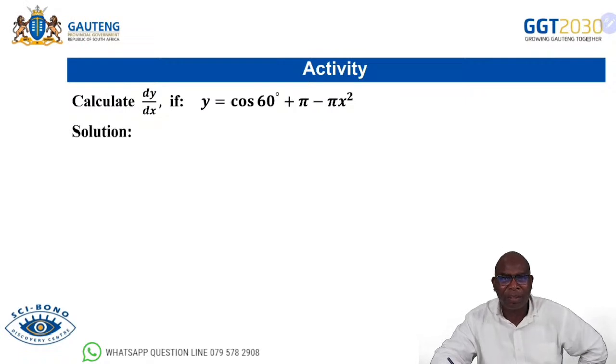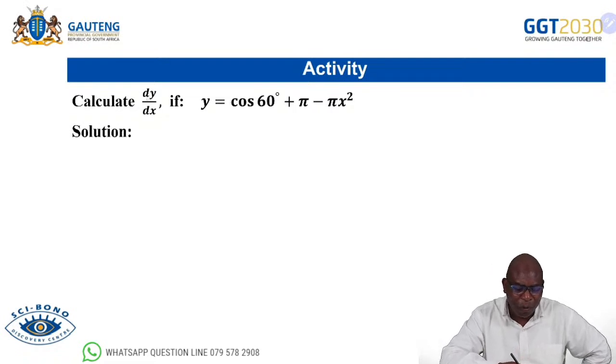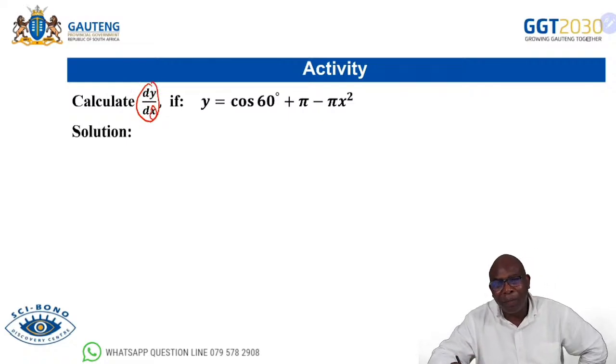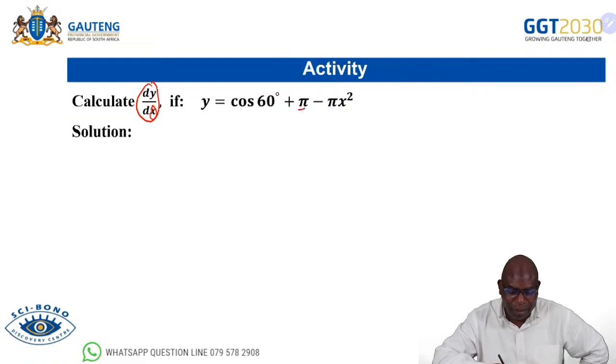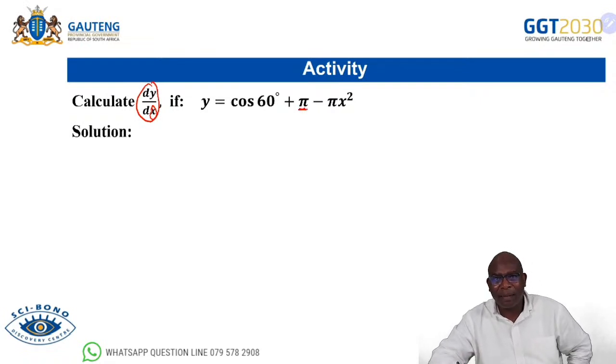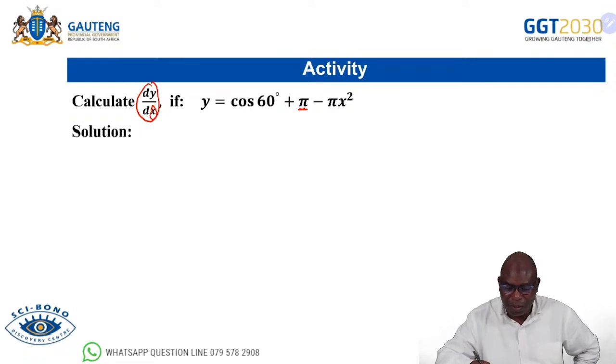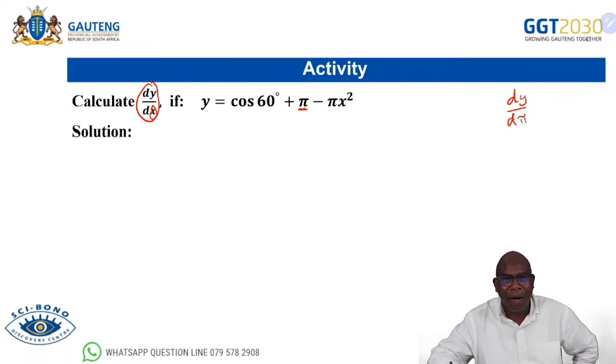What do we do with that cos 60? No problem. Get the cos of 60. You can go to your calculator and get the cos of 60. Then you get that number. And now we have pi. But what are we doing? We are differentiating with respect to what? To x. So I don't worry about that pi, because that pi now becomes a constant. If, for instance, I had dy over d pi, I would only worry about pi and not the x. But now it's dy over dx, so I worry about the x and not the pi.